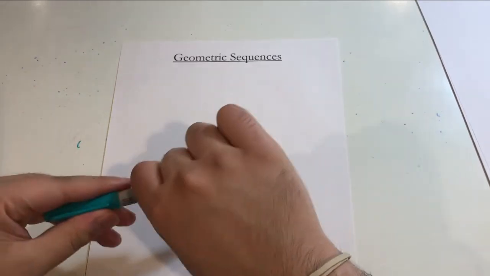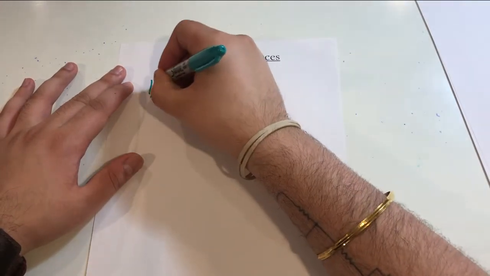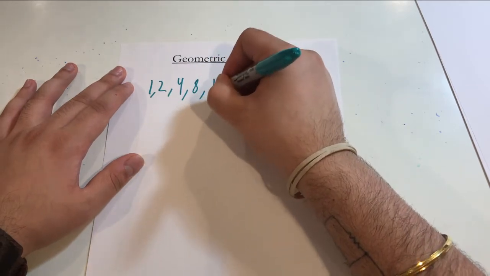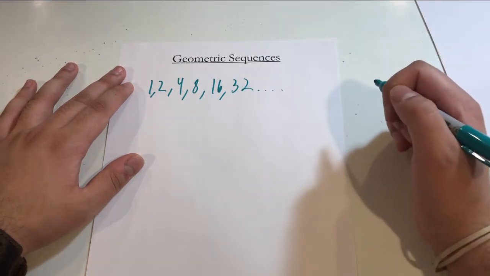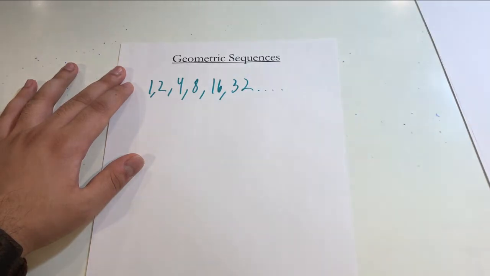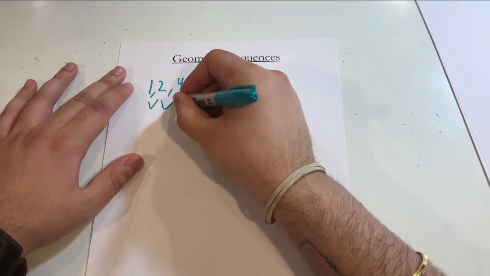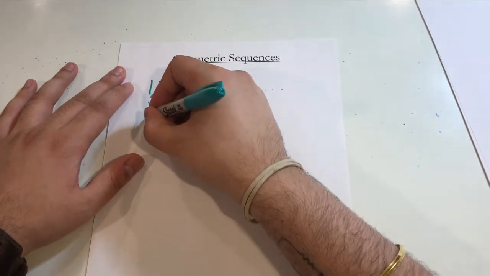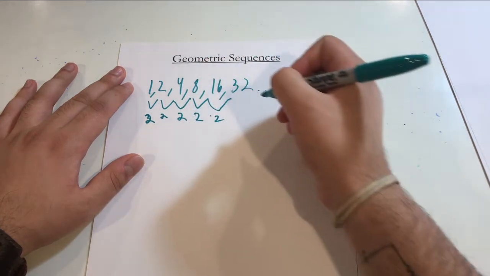So here's some examples of a geometric sequence. Let's say I have 1, 2, 4, 8, 16, 32, right? And that continues on forever, really. So why is this a geometric sequence? This is a geometric sequence because in order to get the next number, I'm multiplying by the same number every time, the common ratio. In this case, I'm multiplying by 2. I wrote 3, but I meant 2, right? Every time I'm multiplying by 2.